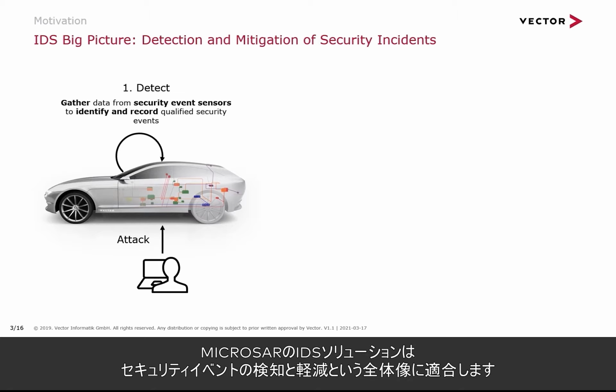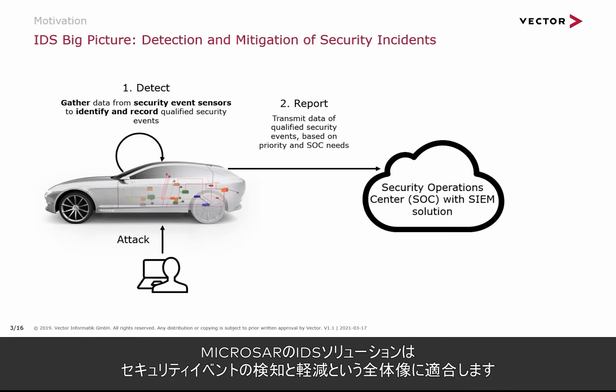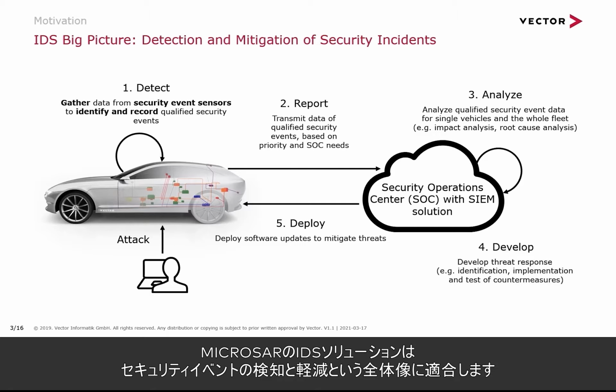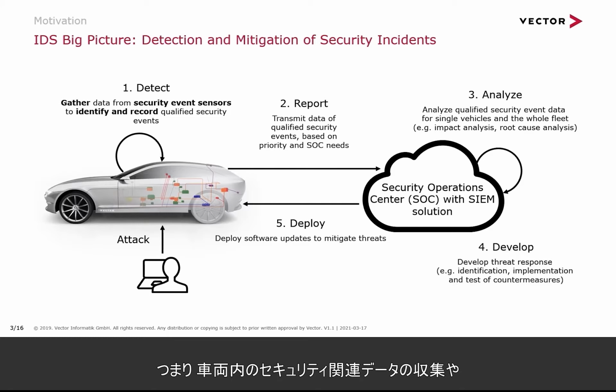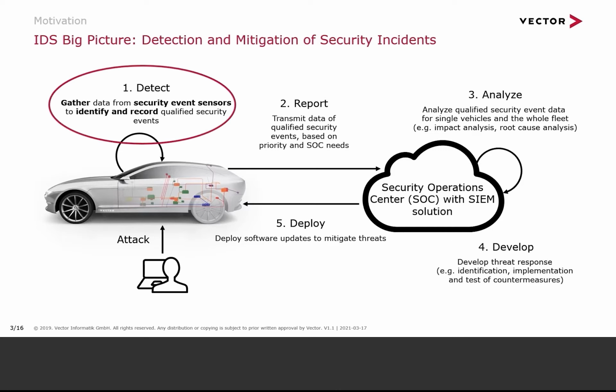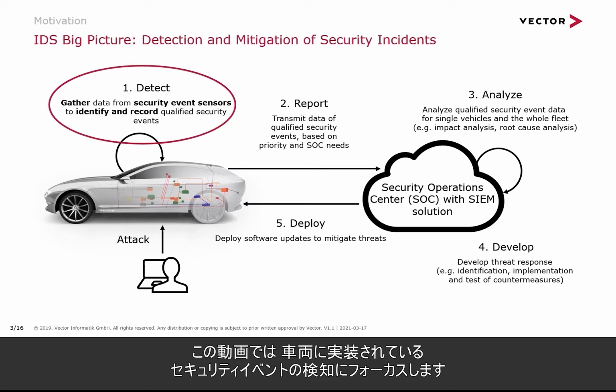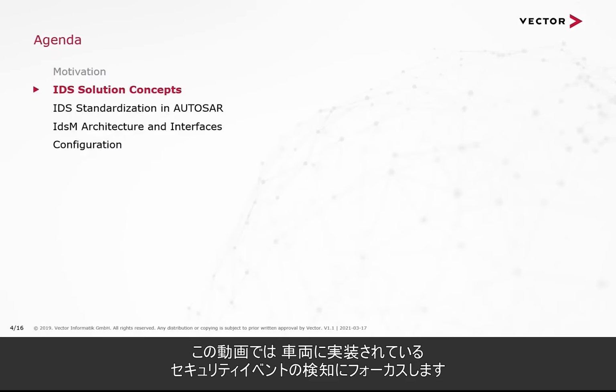Well, the IDS solution of MICROSAR fits into the big picture of the detection and mitigation of security events. So it's all about collecting security-related data in the vehicle, reporting this data to the backend, analyzing the data, and mitigating threats based on the analysis of this data. However, for this talk, we focus on the detection of security events on board of the vehicle.